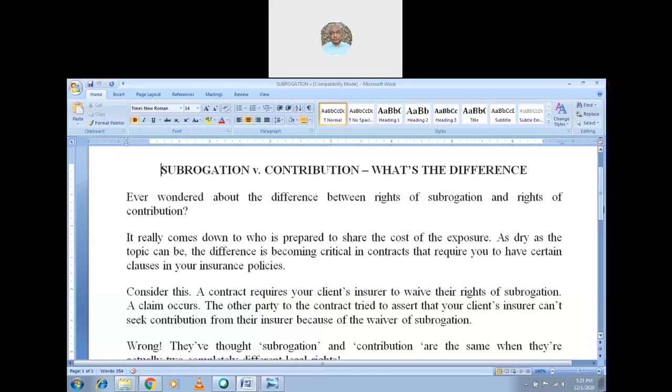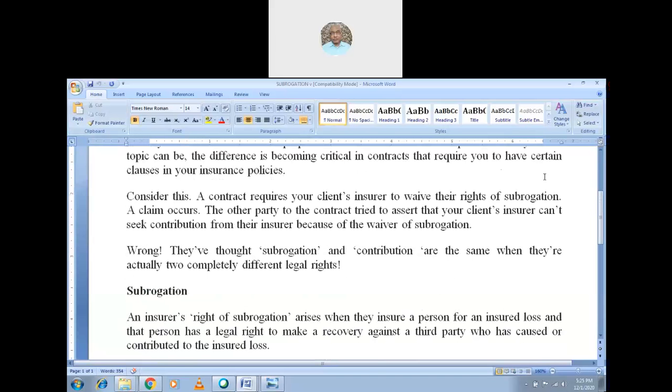Yes, some of the clauses have to be put in the policy. Consider this: a contract requires your client's insurer to waive their rights of subrogation. A claim occurs, and the other party to the contract tries to assert that your client's insurer can't seek contribution from their insurer because of the waiver of subrogation. So here are the terms of subrogation, whether the waiver is there or not. We'll see how it works when we go into detail.